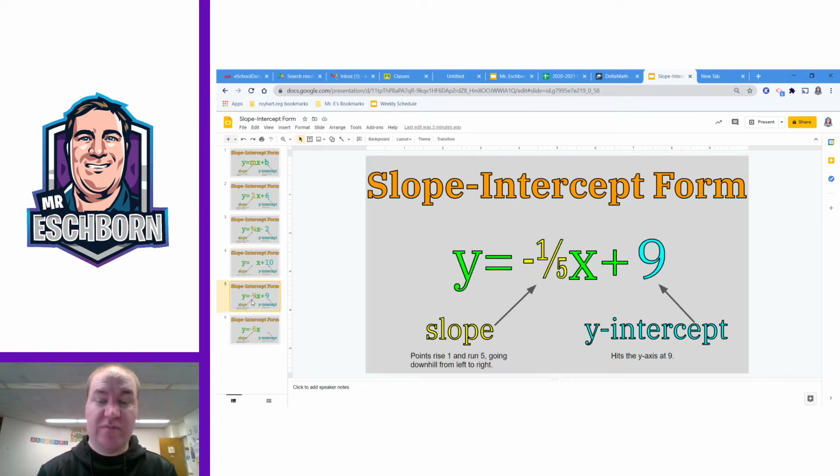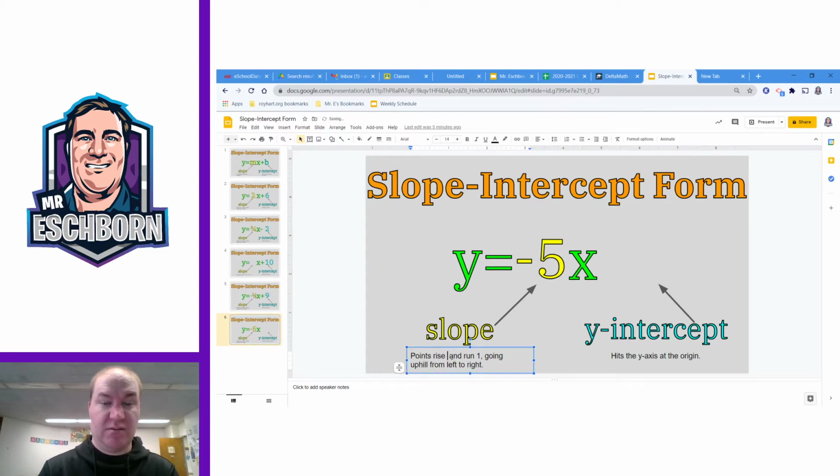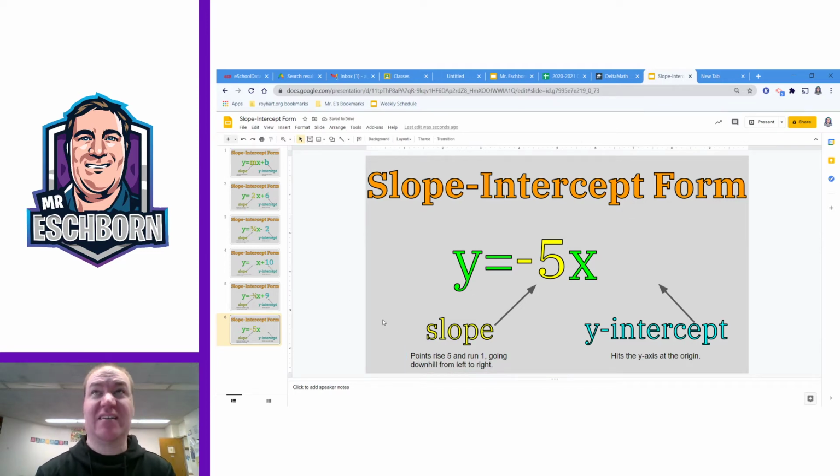This one has a slope of -1/5. That means that my line needs to go rise 1, run 5, but it needs to go downhill from left to right. And the y-intercept is 9. And this one has a slope of -5, and it has no y-intercept, right? So there's secretly a +0 being added to this equation, so the y-intercept is 0. That means that this graph goes through the origin.